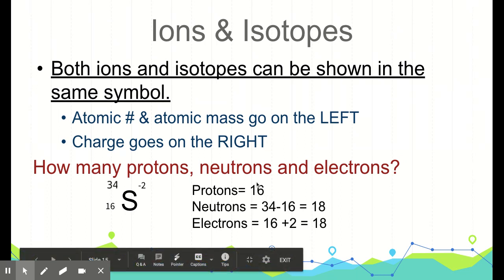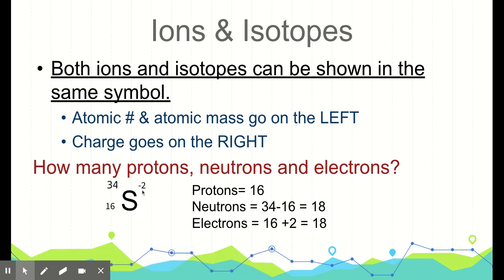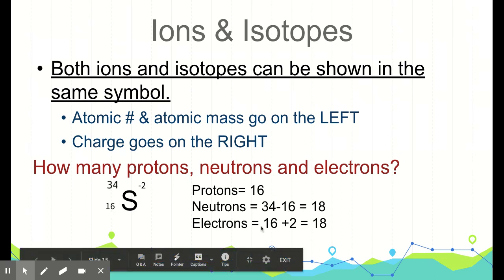So protons we know are going to be equal to the atomic number, which was 16. Neutrons always is going to be the mass minus the atomic number. So in this case, neutrons are 18. And then for the electrons, we're going to have the protons plus 2 because the charge is minus 2. Basically you're adding or subtracting the opposite of what the charge is for electrons. So if the charge is -2, it means you have added 2 electrons because electrons are negative, so you're taking on that negative charge. If you had 16, you add 2, you're going to end up with 18 electrons.